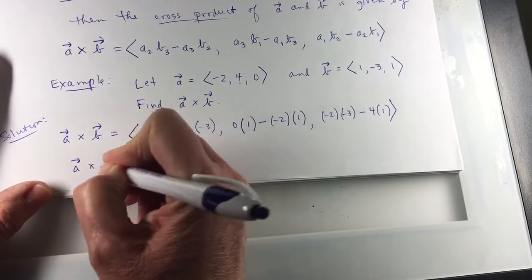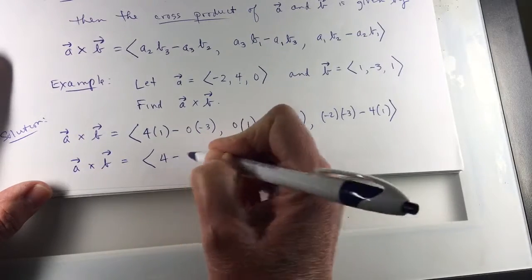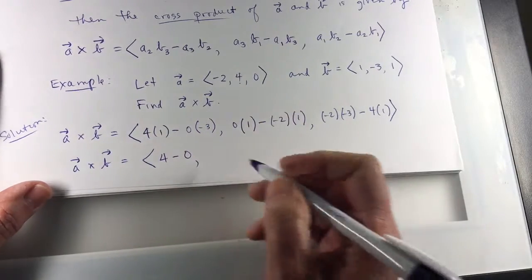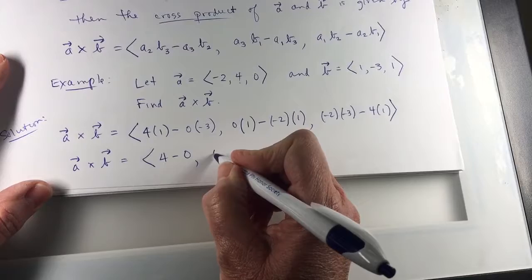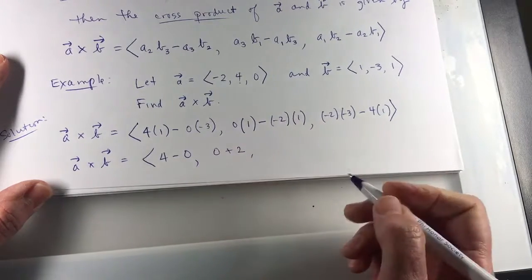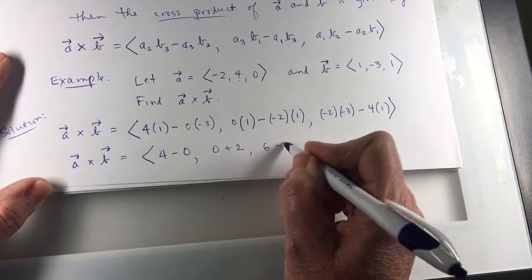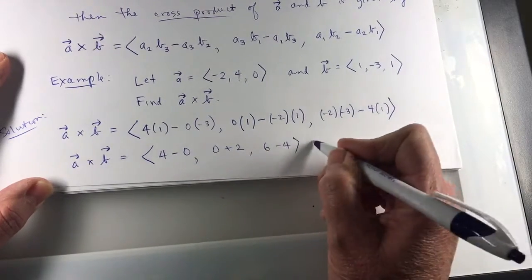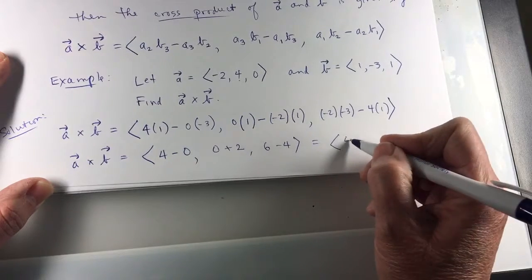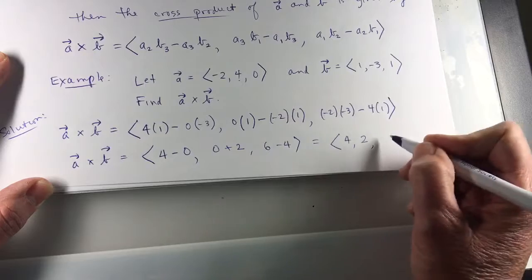So A cross B is 4 minus 0 for the first component, 0 plus 2 for the second component, and then 6 minus 4 for the third component. So that simplifies to 4, 2, and then 2.